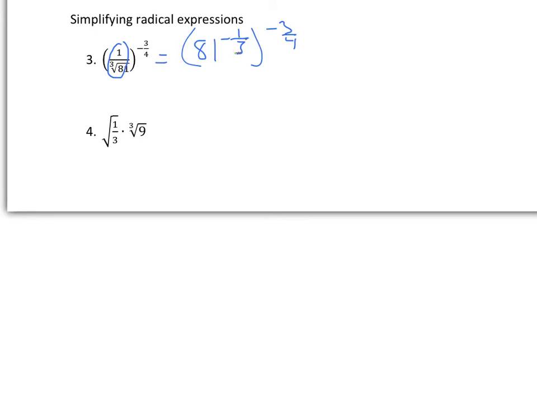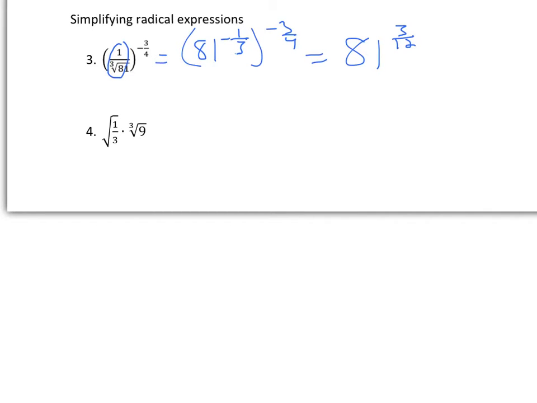Right, 10 to the negative 3/4 power. Now remember, power to a power means you just multiply the exponents. So we multiply those exponents together, and we've got 81 to the positive 3/12 power. Now you might be wondering, with this fraction, can we reduce it? Yes, you actually can.